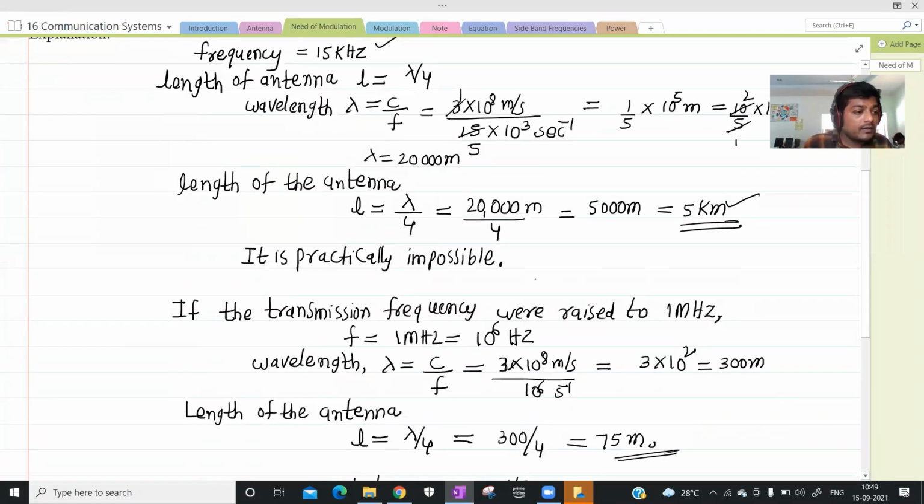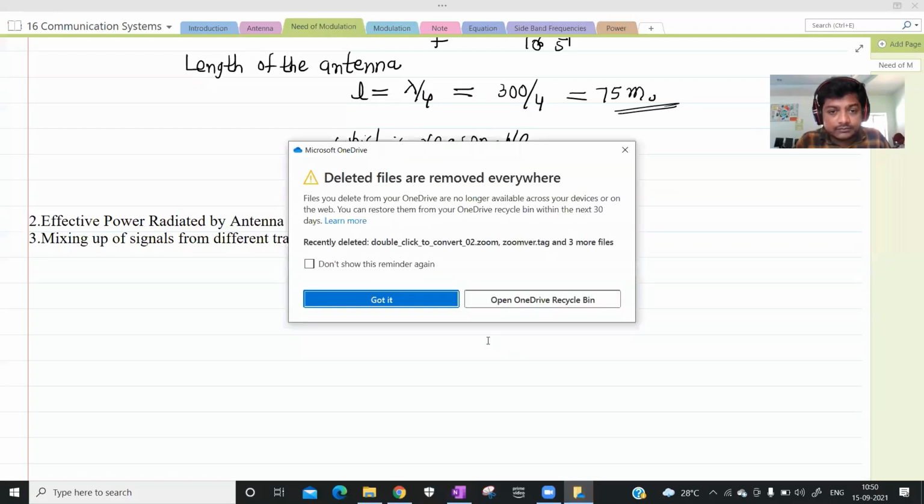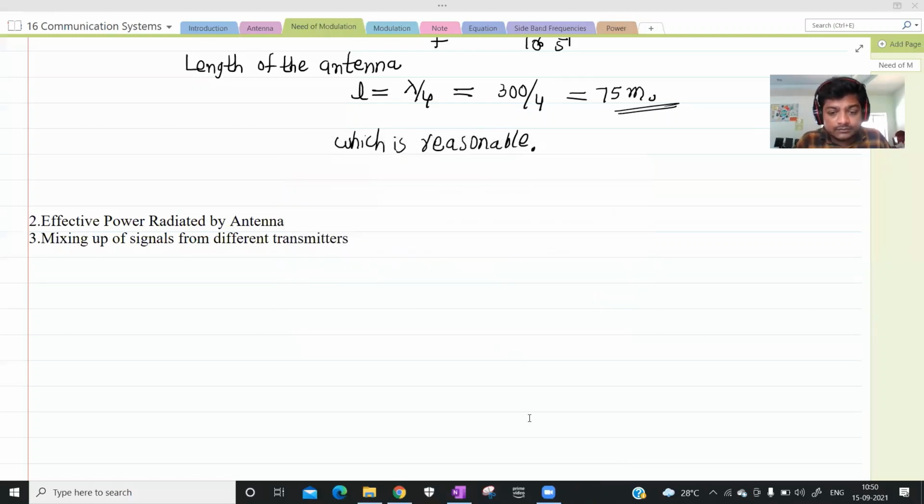So this is what happened. Hence, there is a need of converting the information. You have to convert the low frequency signal into a high frequency signal by superimposing it on a carrier wave. This is called modulation. Understood?